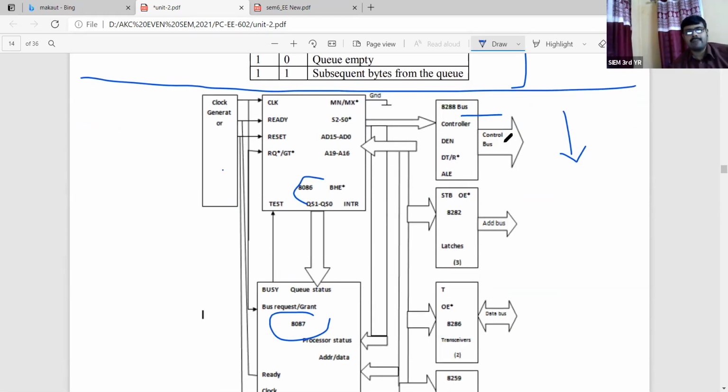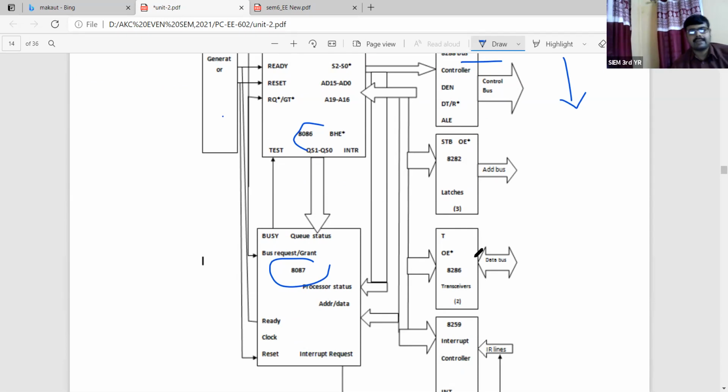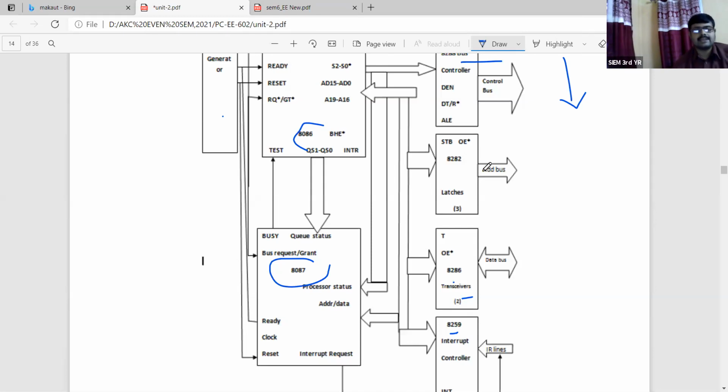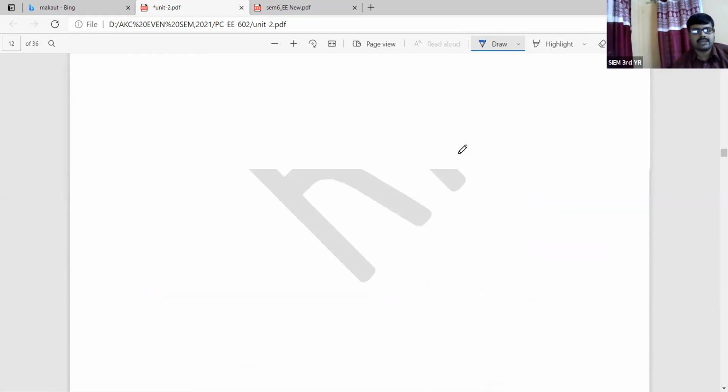Next, the 8288 bus controller is there. 8282 is there. So 8282 is basically depending upon the latching configuration. 8286, 8259. One is the transceiver section, as well as the interrupt controller. This is the latch that will depend upon the flip-flop operation. If you remember the flip-flop based operation, we have seen it.